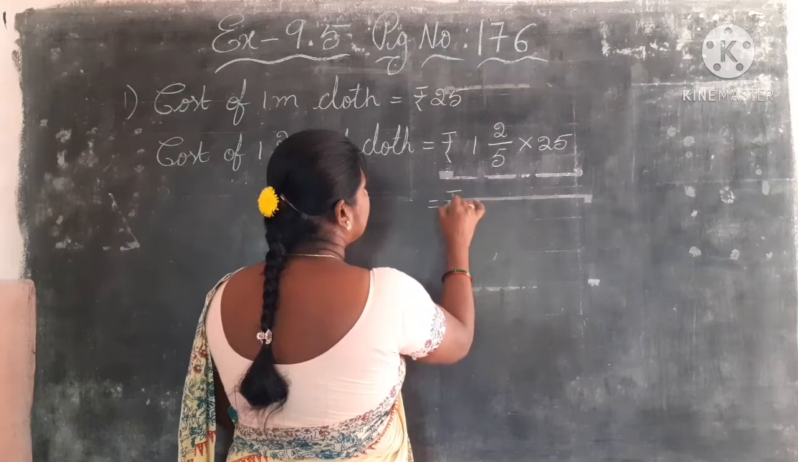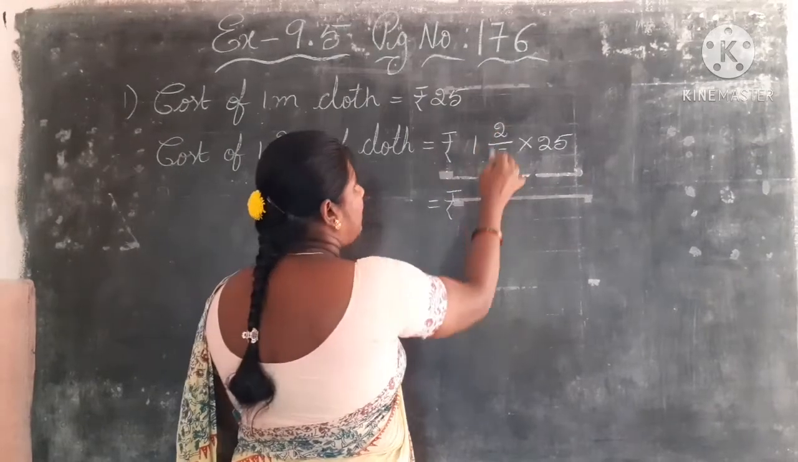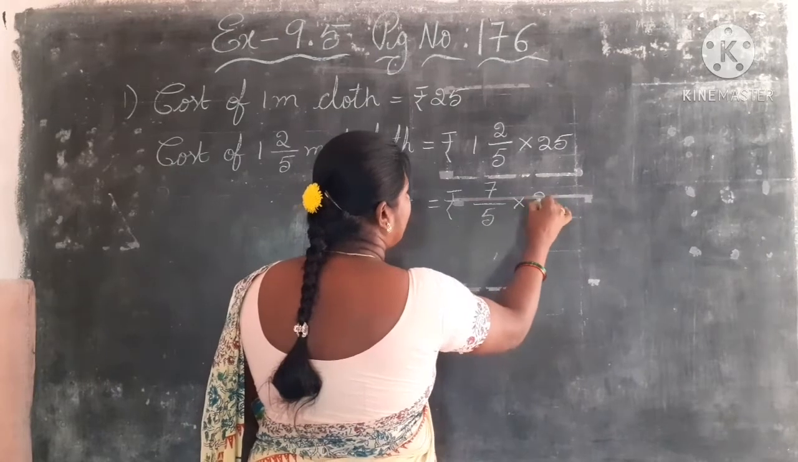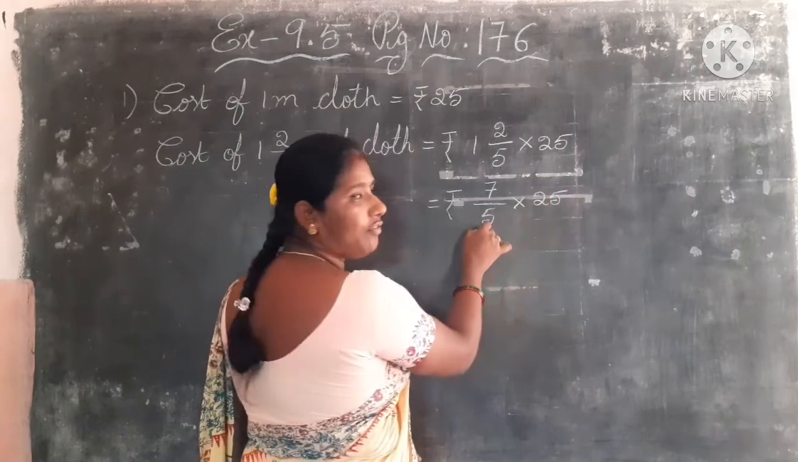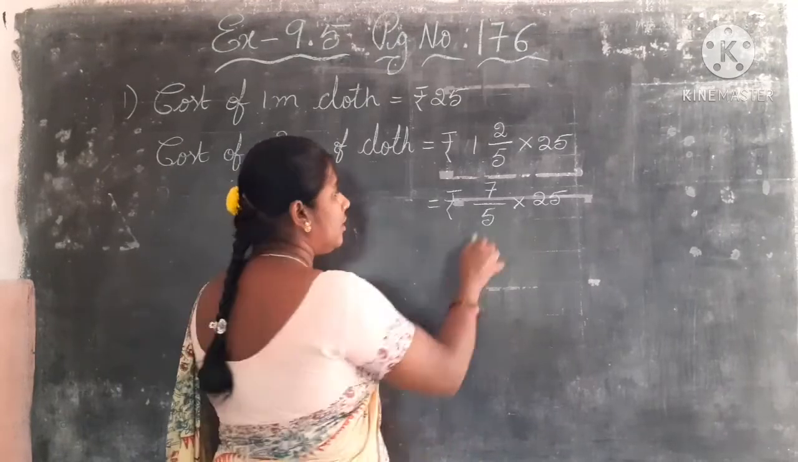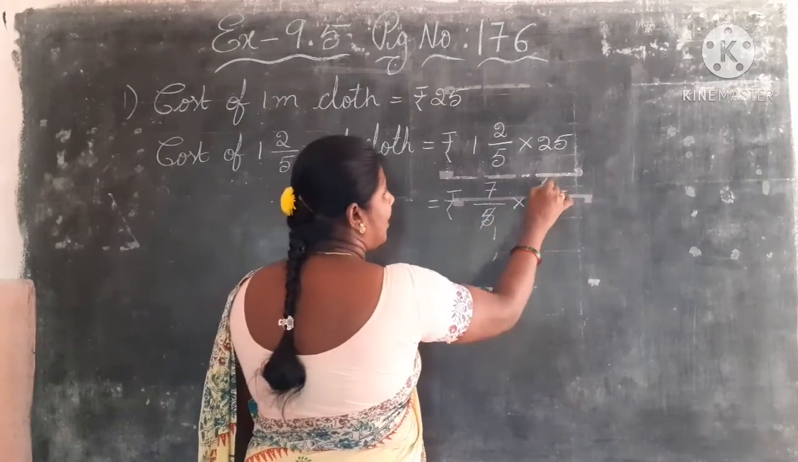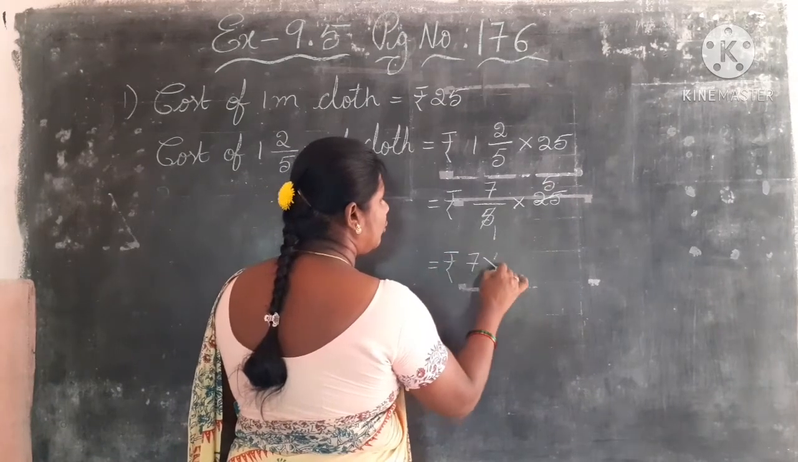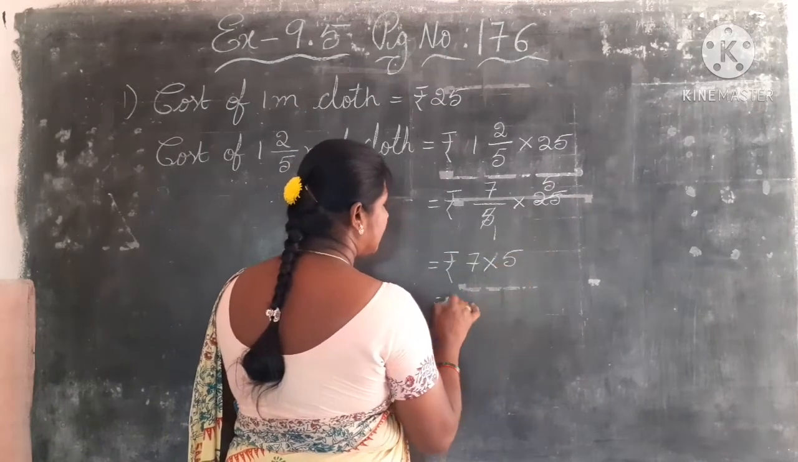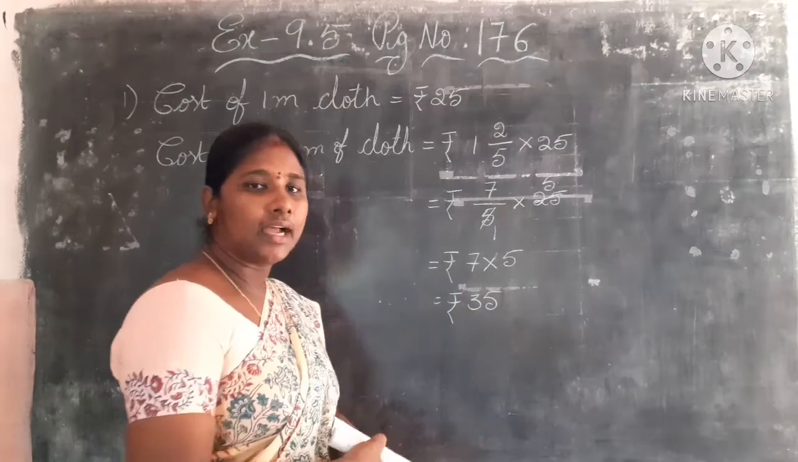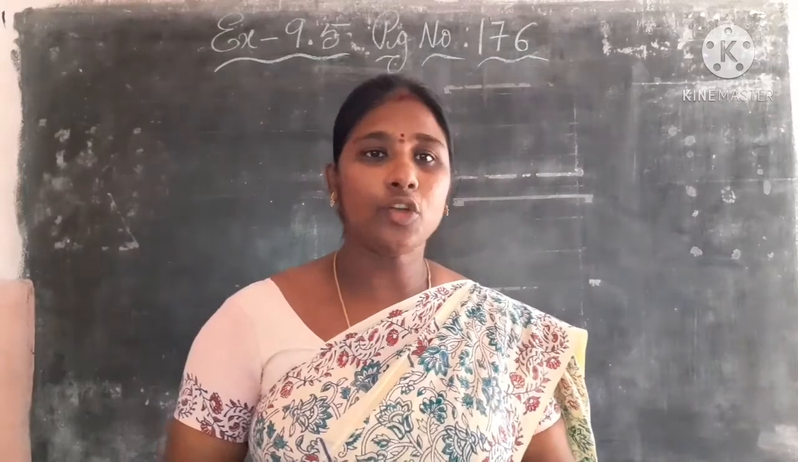So rupees, 5 ones are 5, 5 plus 2, 7/5 into 25. Here 25 and 5 will come in the same table. What table? 5 table. 5 ones are 5, 5 fives are 25. Is equal to rupees 7 into 5, rupees 35. See the second question.